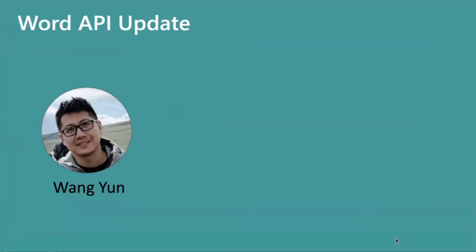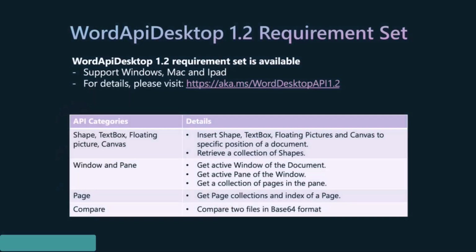Okay. So next part is Word API update. I'm excited to announce that we have a new Word API desktop requirement set released just a few days ago. Just a little bit of recap on this desktop-only API requirement set. We want to accelerate the release of the desktop-only APIs. So this set only supports Windows, Mac, and iPad. This doesn't mean that we will not support Office Online or Word Online. It means that we have desktop coming first and catch up the online version later. So we still stick to our cross-platform commitment to our users, but it's just a matter of who comes first and later. For details, please visit this link here.